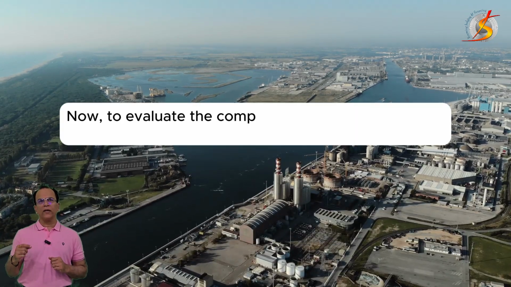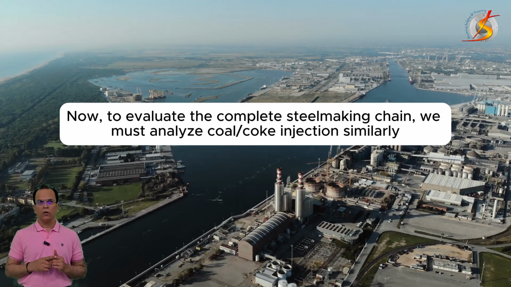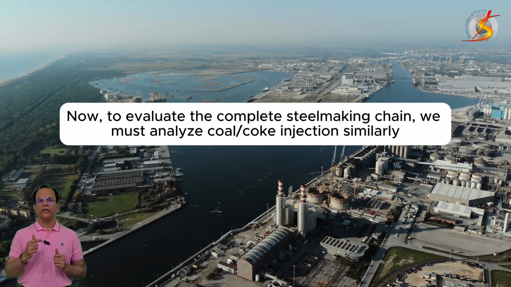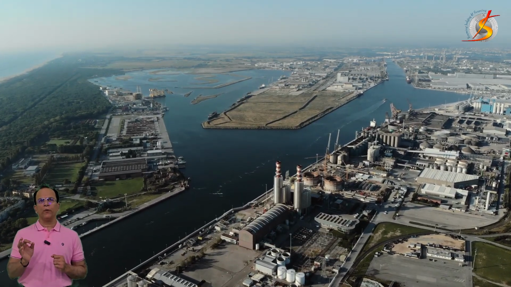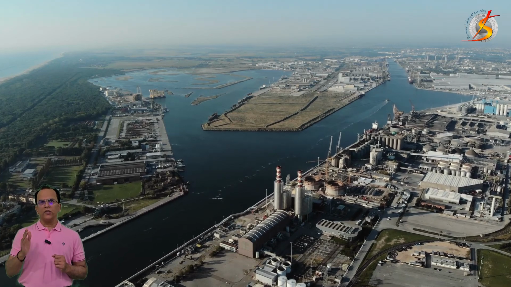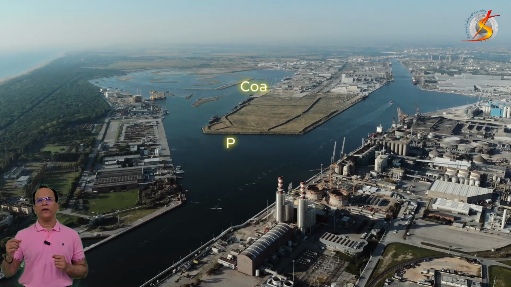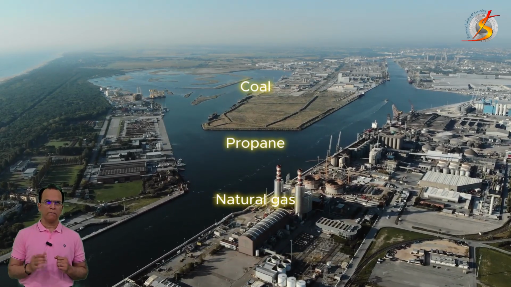Now to evaluate the complete steel making chain, we must analyze coal, coke, and any kind of carbon injection into the process. For steel making, it is approximately 0.2. 0.2 is the CO2 generation because of coal, propane and natural gas injection into the steel making process.